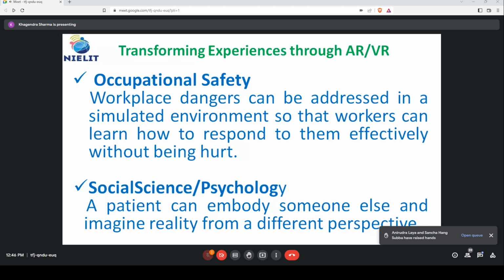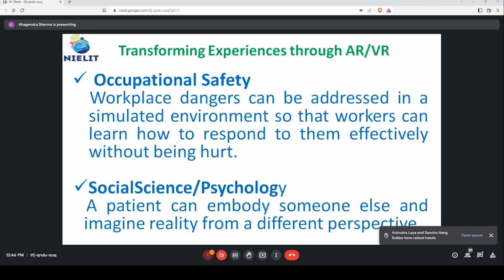But using virtual reality, we can have a simulated situation where some building is burning or the environment is full of fire, and the firefighters need to go and bring down that fire. If in reality they need to do it, it is very difficult. But using virtual reality, considering the safety of the workers, these types of experiences can be given. So workplace dangers can be addressed in a simulated environment so that workers can learn how to respond to them effectively without being hurt.